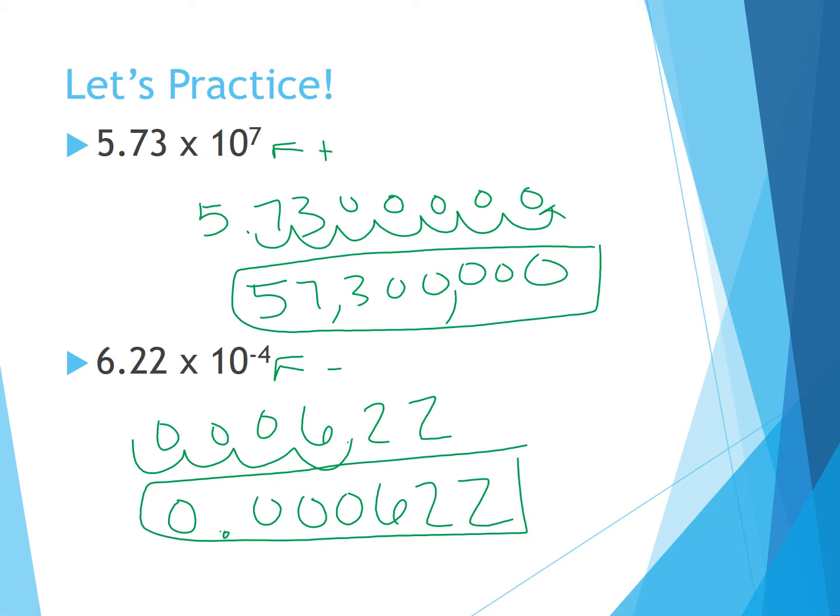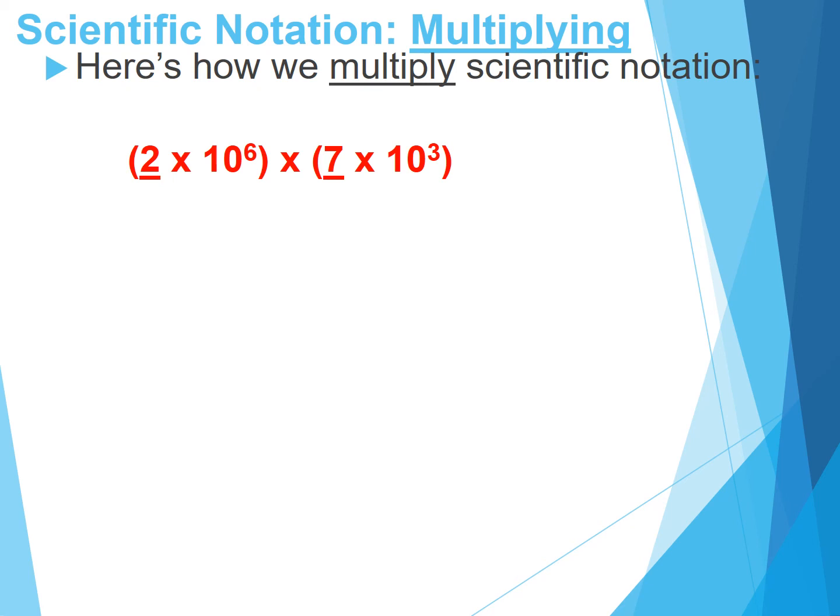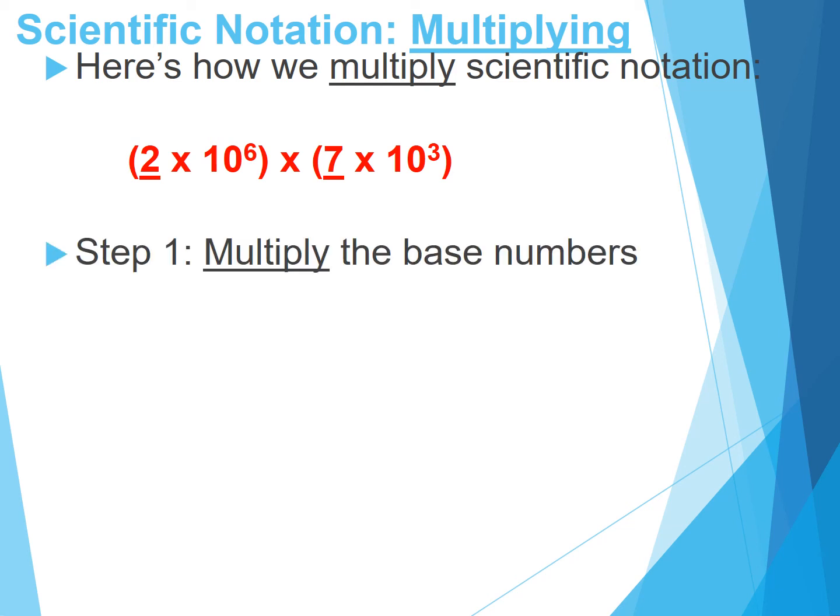Okay. So what we're going to do is we're going to do scientific notation, and we're going to talk about multiplying. So here's how we multiply scientific notation. So we have two numbers, 2 times 10 to the 6th times 7 times 10 to the 3rd. Our first step is to multiply those base numbers. And by base numbers, I mean the 2 and the 7. So 2 times 7 equals 14.